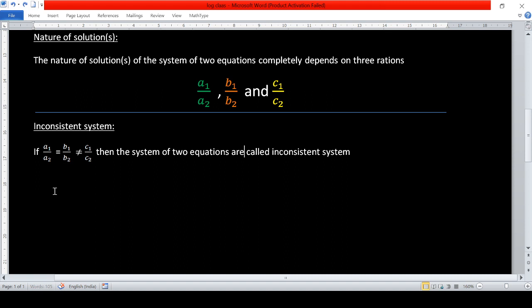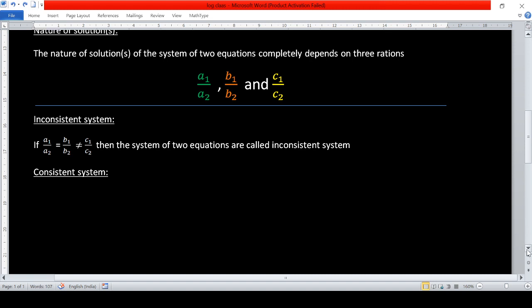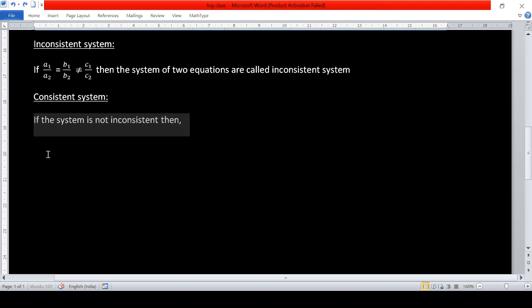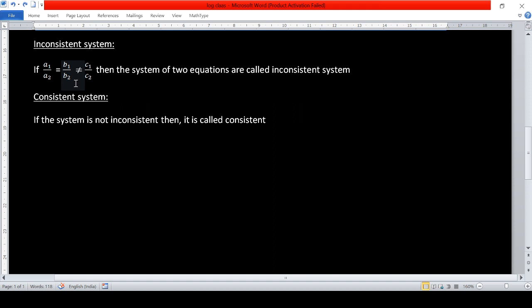Next, consistent system. If the system is not inconsistent, then the system is called consistent. So only one condition we can take to say whether it is consistent or inconsistent. What is that condition? The algebraic condition a1 by a2 equal to b1 by b2 not equal to c1 by c2. That condition we have to check. If it is true, you say inconsistent. If it is not, you say the system is consistent.